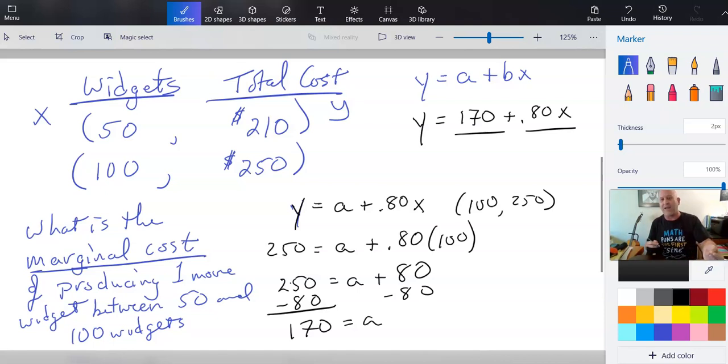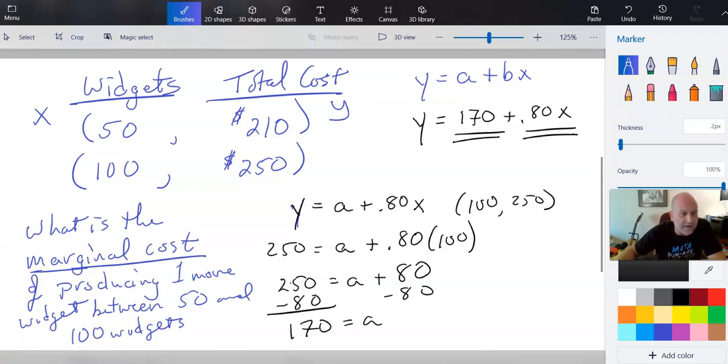You don't have to buy a new machine to make each individual widget. You buy one machine and then start cranking them out, right? So in this context, this is a fixed cost. That's a cost that's not going to change. You pay it once, done. It's a startup cost, if you will. And then 80 cents is how much it costs to make a widget once you've made that investment, right? So there's actually a lot of information in these equations.